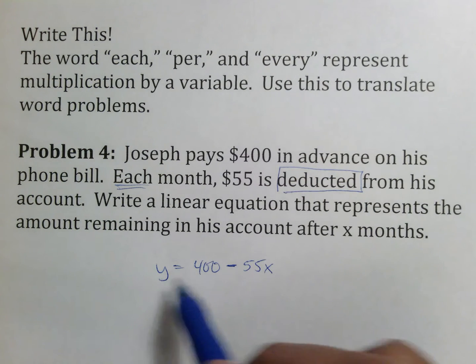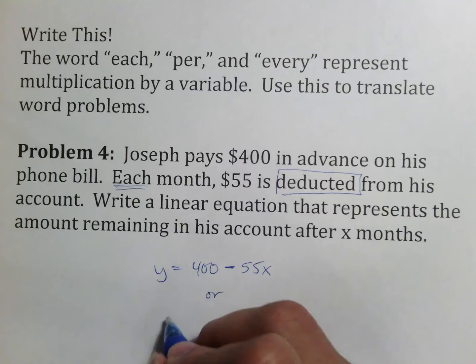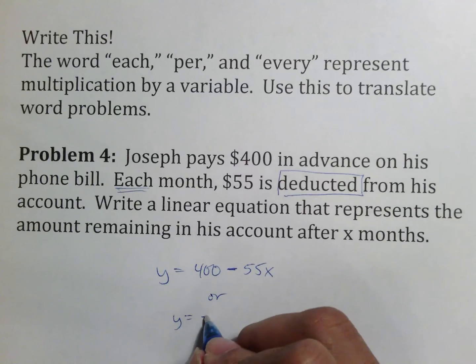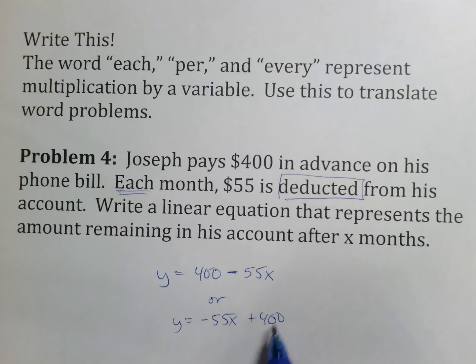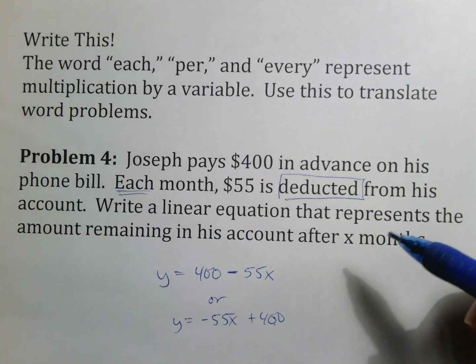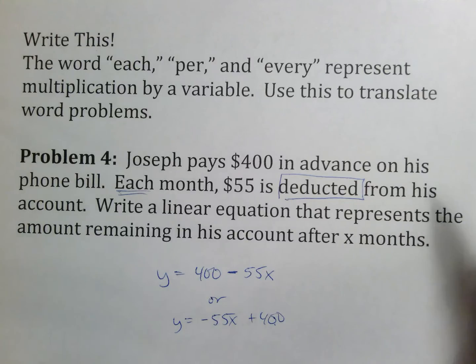You can either do y equals 400 minus 55x, or if you like it better with the mx plus b, you could put negative 55x because it's deducted, plus 400 because that is a regular number. Either one of those two will work on your computer program. Just make sure you understand how to do that process. That's the main thing.